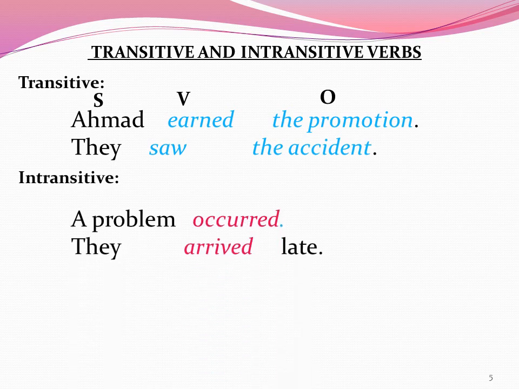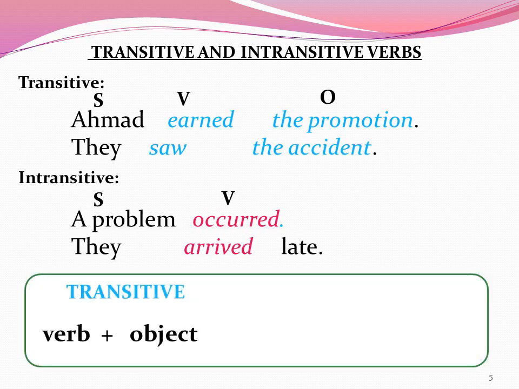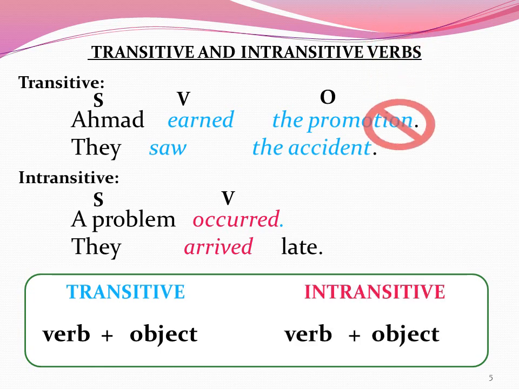Whereas in intransitive, let's observe, a problem occurred. There's no need for an object. They arrived late. So we have in these couple of sentences subject and verb. There is no need for an object. So the transitive verb is a verb that needs an object, whereas an intransitive verb is a verb that doesn't need an object.